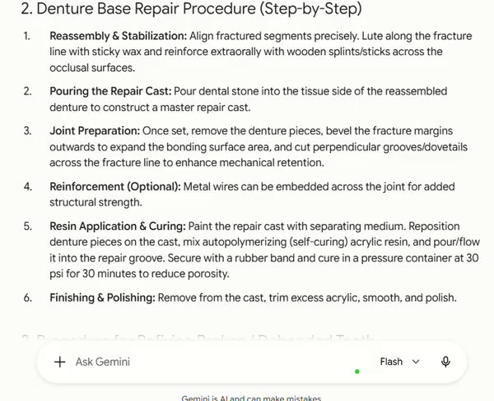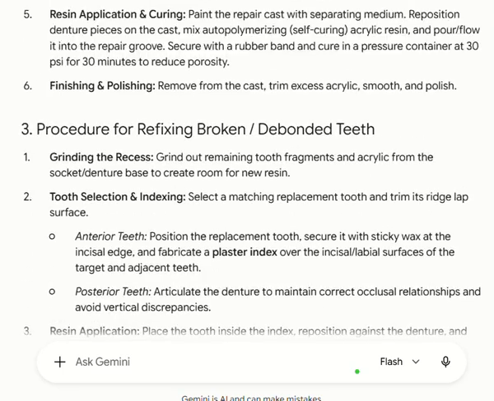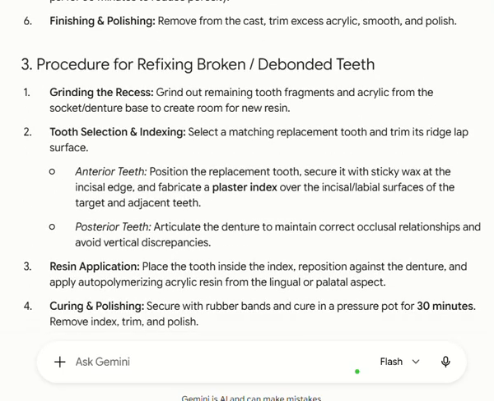Resin application and curing: paint the repair cast with separating medium. Reposition denture pieces on the cast, mix autopolymerizing, self-curing, acrylic resin, and flow it into the repair groove. Secure with a rubber band and cure in a pressure container at 30 psi for 30 minutes to reduce porosity. Finishing and polishing: remove from the cast, trim excess acrylic, smooth, and polish.